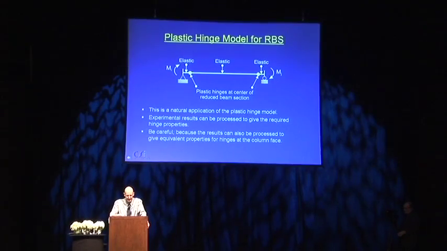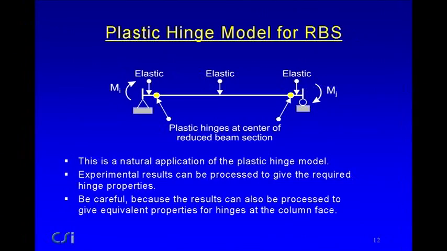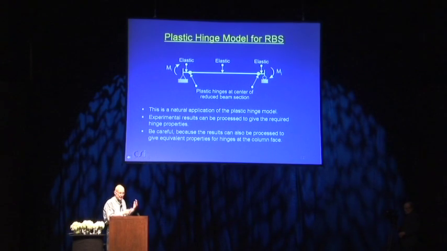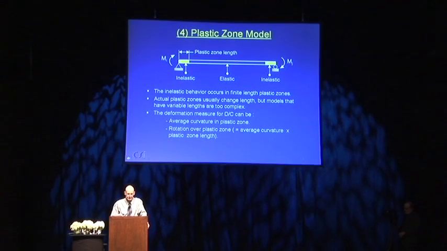I would, though, be careful because I've seen papers where the values are processed to give hinge rotations not at the center of the RBS, but at the face of the column. And in that case, you would need to put the hinge at the face of the column. But I think the more natural thing here would be to calculate the equivalent hinge properties at the center of the RBS section and position the hinge at that location.